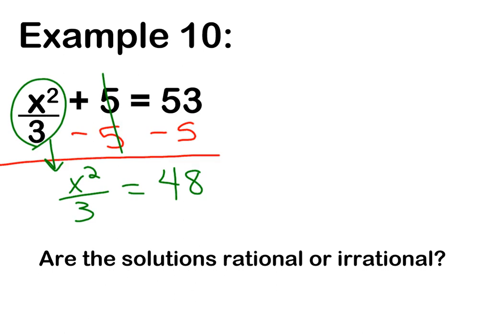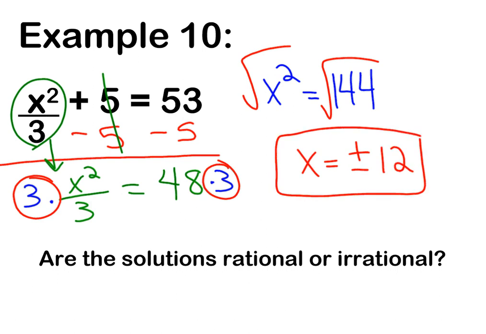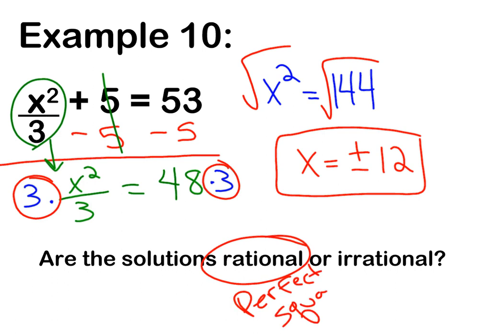We subtract 5 on both sides. Drop down your x squared divided by 3, which now equals 48. Now, because 3 is divided, I use my inverse operation, which is multiplication. I do it on both sides to get x squared equals 144. Square root both sides, x equals positive and negative 12. This is considered rational because it is a perfect square.